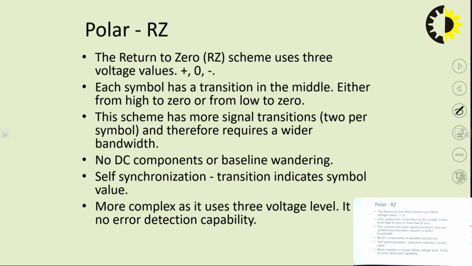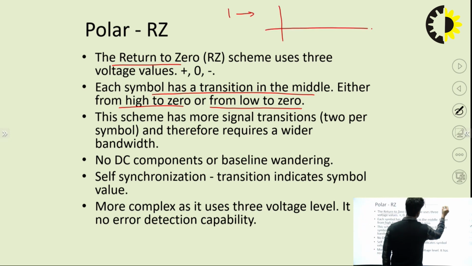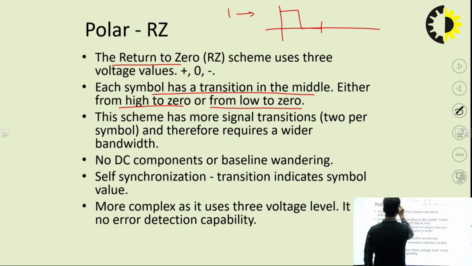Polar RZ. Now polar RZ is return to zero scheme. It uses 3 voltage levels, plus, 0, minus. Each symbol has a transition in the middle, either from high to 0 or from low to 0. Now here 1 will be represented as plus V and then return to 0. This is the RZ. It will not go for the complete TB. It has a voltage plus V for TB by 2.